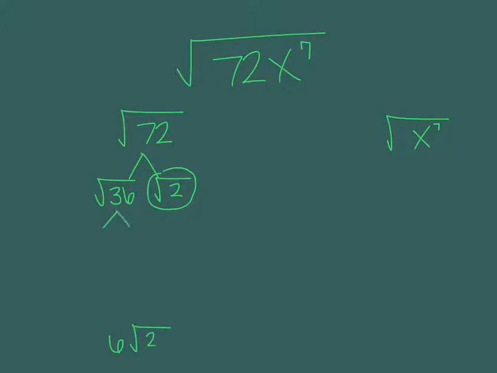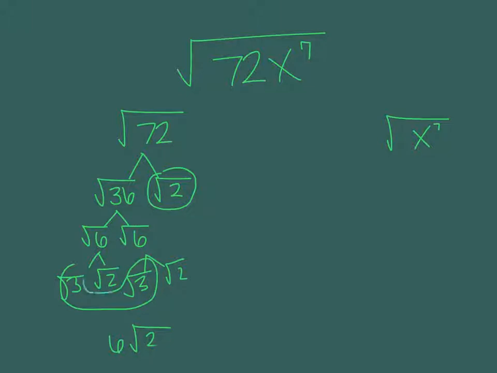However, we can also break this into 6 and 6, and then 3 and 2, and then look for our pairs. So I have a pair of 3's, and a pair of 2's, and so I get a 3 and a 2 on the outside and radical 2 on the inside, which makes 6 radical 2.